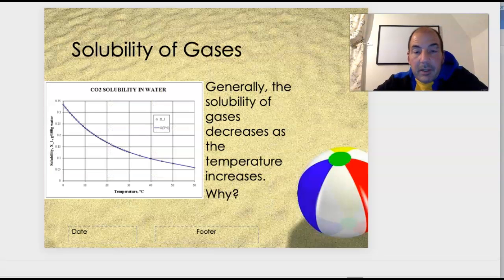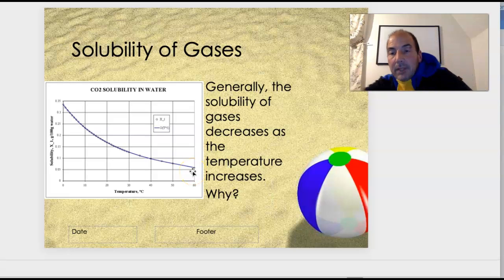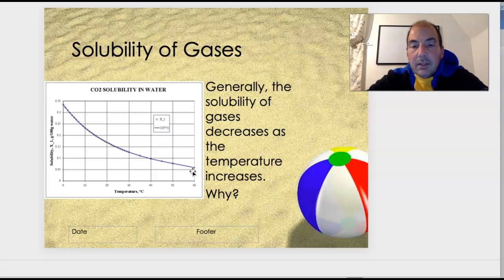Now, compare that to gases. We expect the solubility of gas to decrease as the temperature increases. Why would that be? Well, a lot of it has to do with something called entropy that we haven't gotten into yet, but we could think of it just as an energy thing. Gases have more energy typically than liquids, so the idea of containing a gas in a liquid is already difficult enough. And if we increase the temperature, the gases are going to become even more active, and so it's just that much harder to contain them.